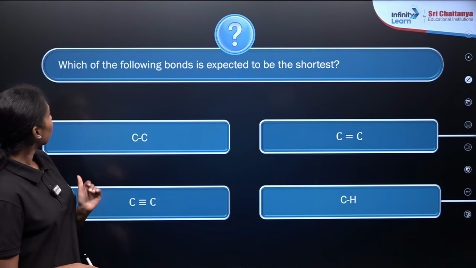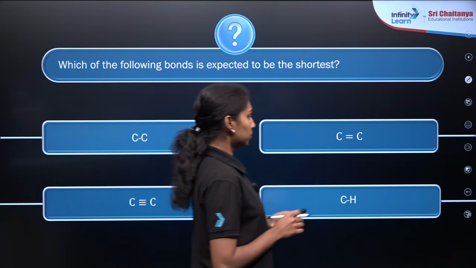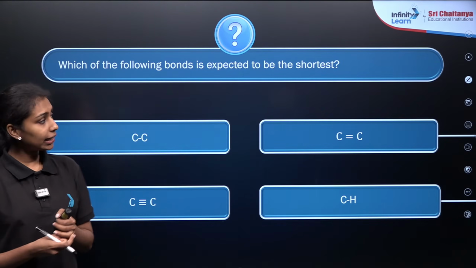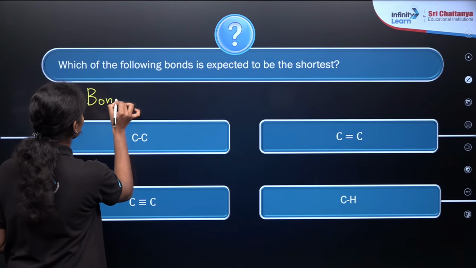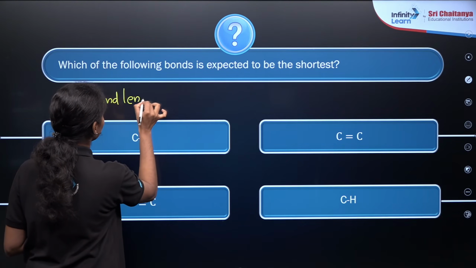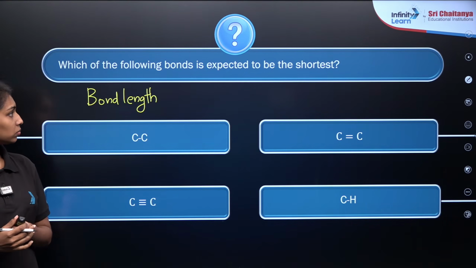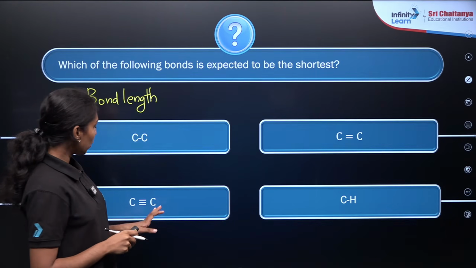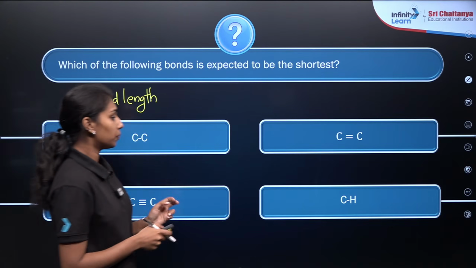Here is the next question. Which of the following bonds is expected to be the shortest? So indirectly they are asking about bond length. Which one will have the lowest value for the bond length here?